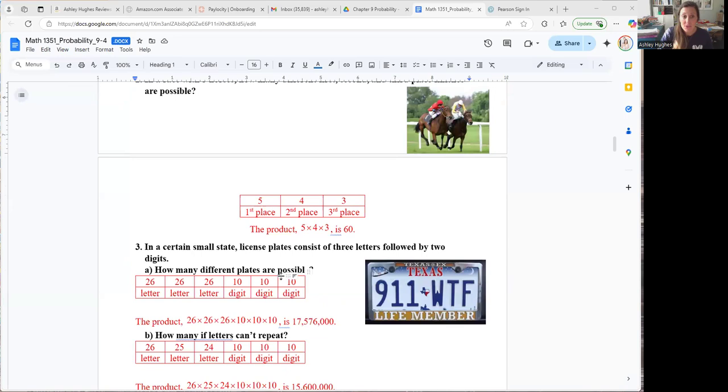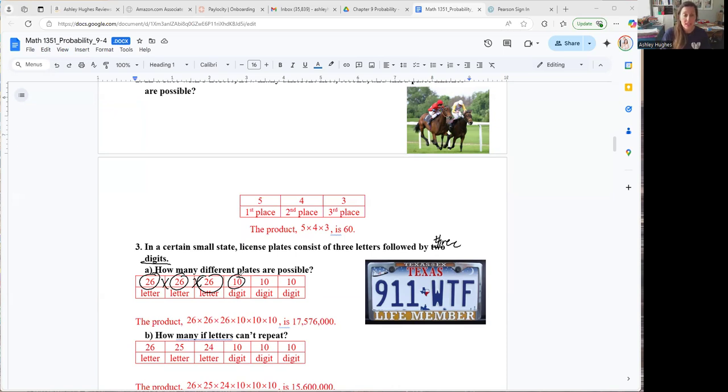Now again, a little bit more difficult. In a certain small state, license plates consist of 3 letters followed by 2 digits. So 3 letters, 2 digits. How many different letters are there? Well, in the English alphabet, there's 26 possible letters. If you have 3 letter spots, that's 26 times 26 times 26. And then if you have 2 digits, oh, it says 2. I think it meant to say 3 here.